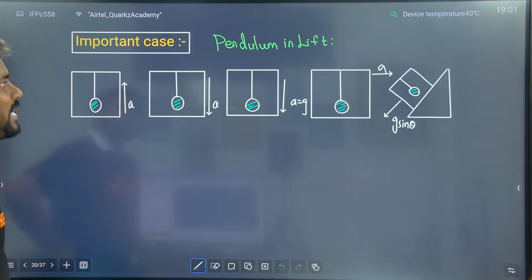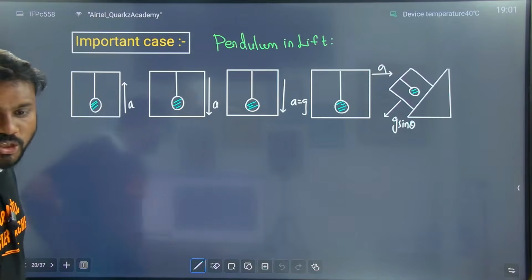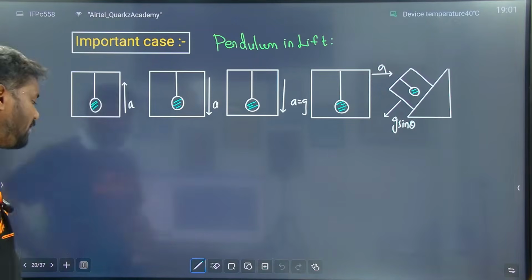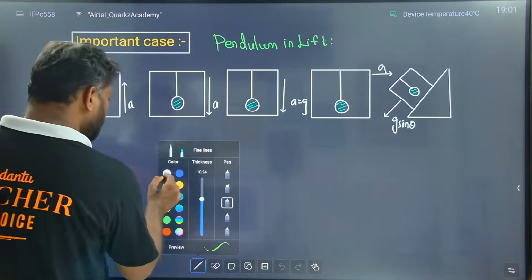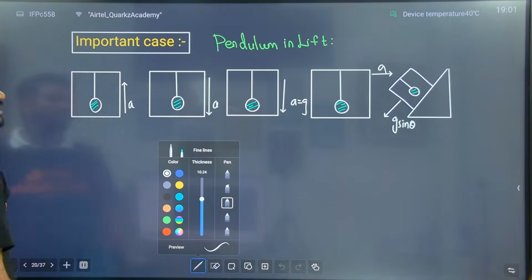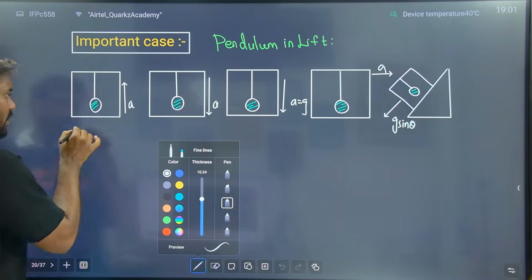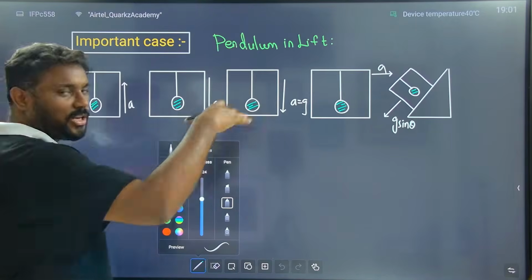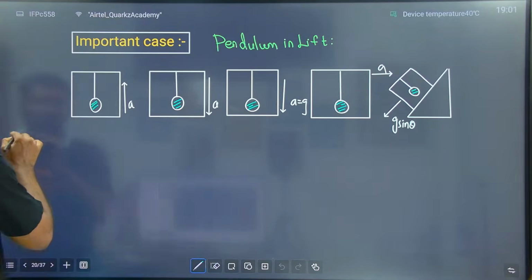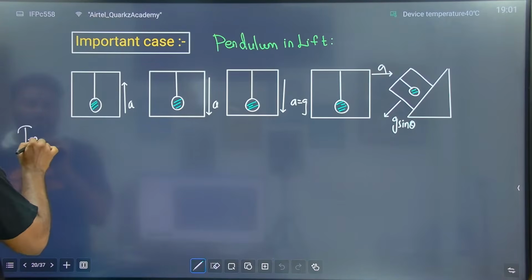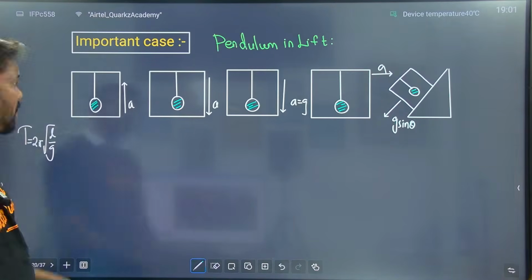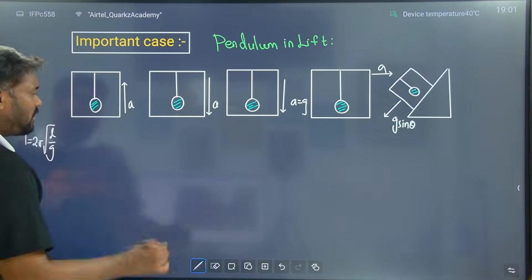So based on that case, we'll discuss the pendulum in the lift. So pendulum in the lift. Now we'll start with this. So eppadi calculate pannalam? Because it is accelerating, mg is acting in the downward direction. Because g oda value change aagumbodhu enna aagum? It will definitely change the time period. T is equal to 2 pi root under L by g. Right? g oda value eppadi change aagum? Because it is accelerating in the upward direction.